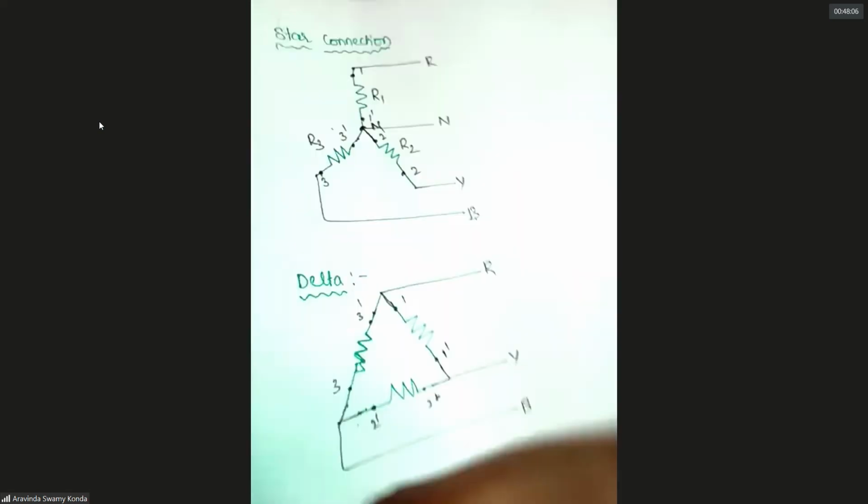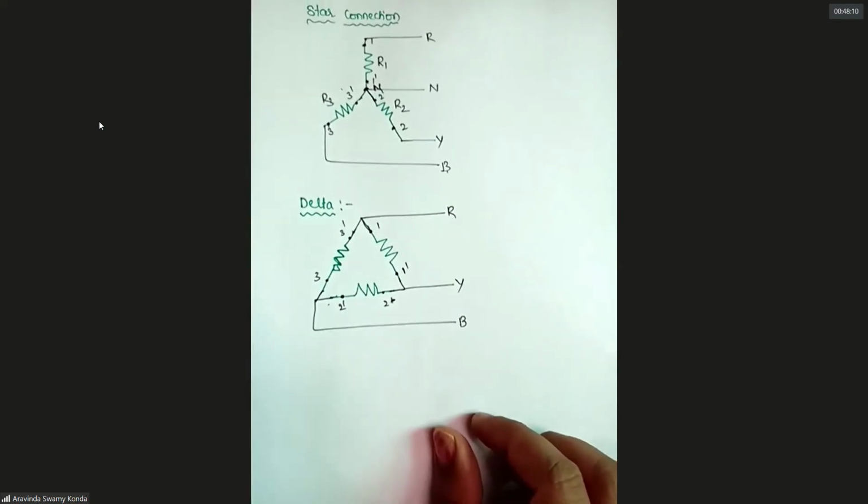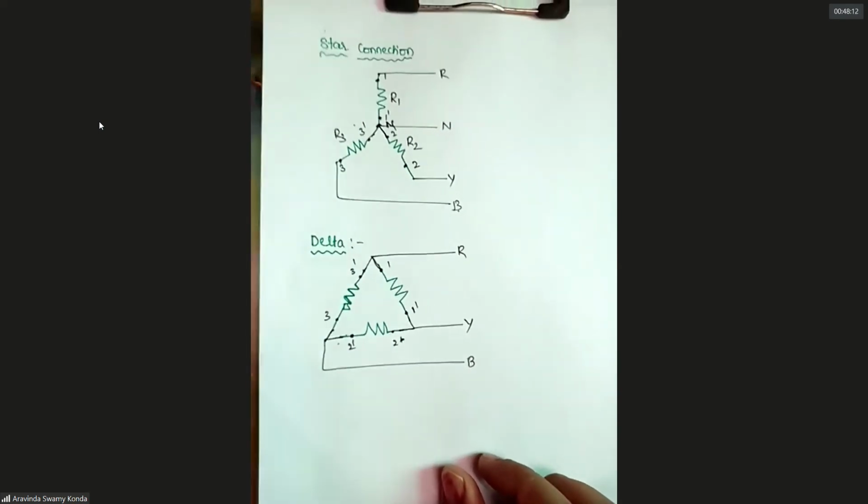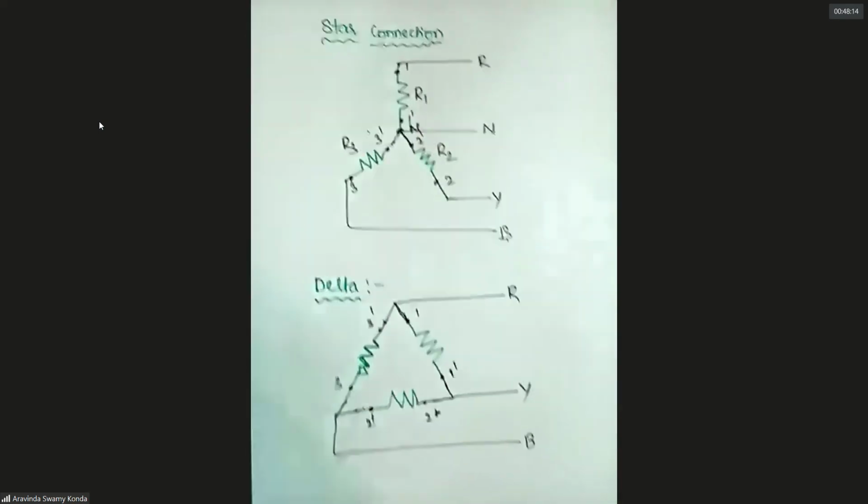Okay, is it clear? Yes, sir. Okay, so this is the star connection and this is the delta connection.